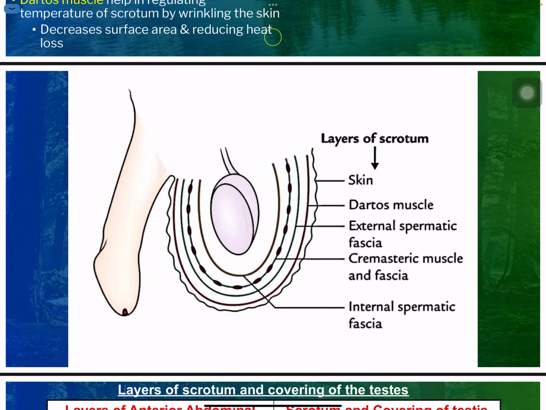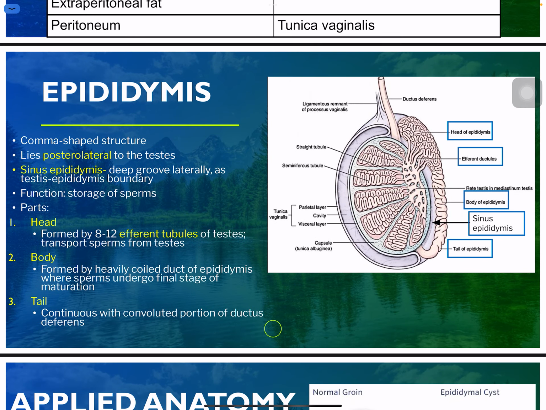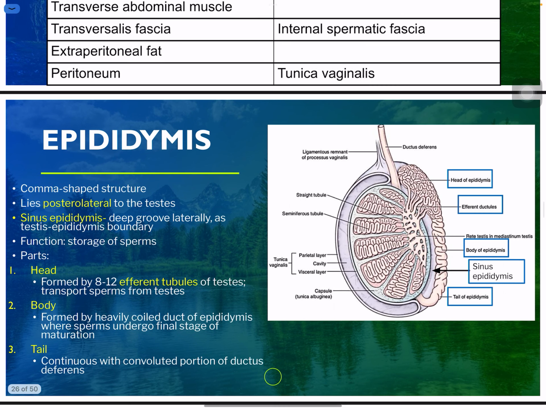So epididymis kat belakang dia, comma-shaped structure. This is the epididymis. It lies always posterolateral to the testis. So you can identify whether this testis belongs to the right or left based on the location of the epididymis. Epididymis is always located posterolateral to the testis. There's also the sinus of epididymis, a thick groove laterally as the testis-epididymis boundary.